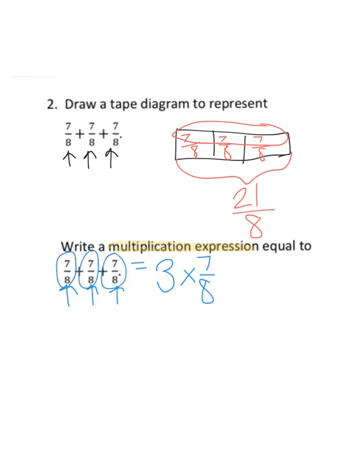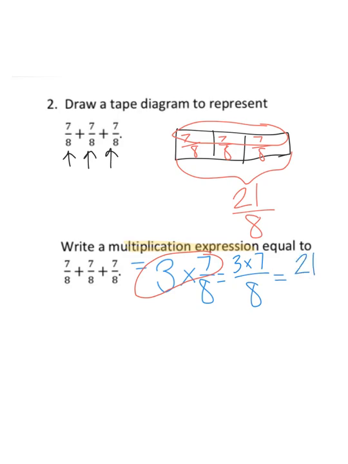It's really important to remember that only the numerator is getting bigger. Only the numerator is being multiplied by 3. That denominator always stays the same because we're still looking at eighths. We're just changing the number of how many eighths we're looking at. So we are looking at eighths, but the number is 3 times 7 because we have 7/8 3 times. When we solve that out, it equals 21/8, just like when we solved it using a tape diagram.